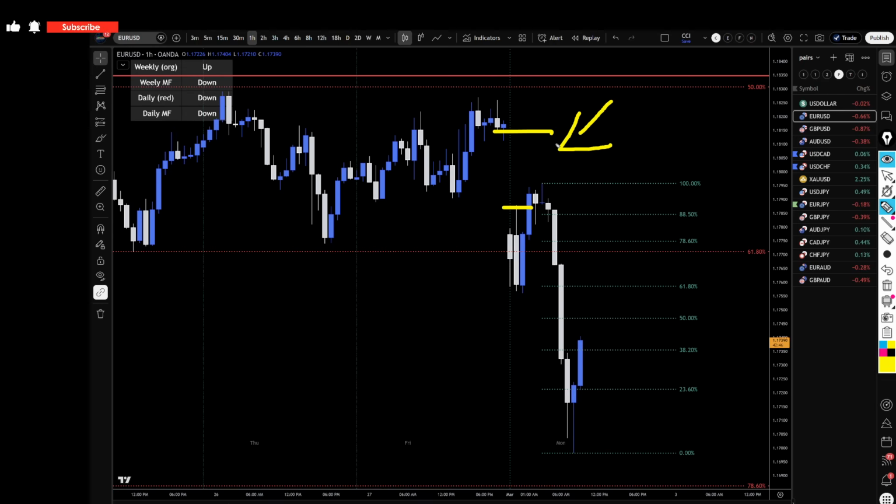So I personally don't trade based on gaps. I personally am definitely still looking for shorts. I have my Fibonacci retracement from here to here.